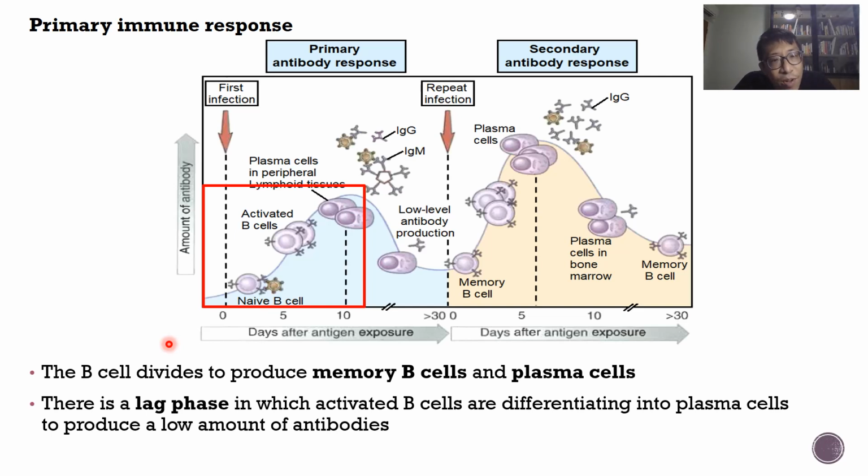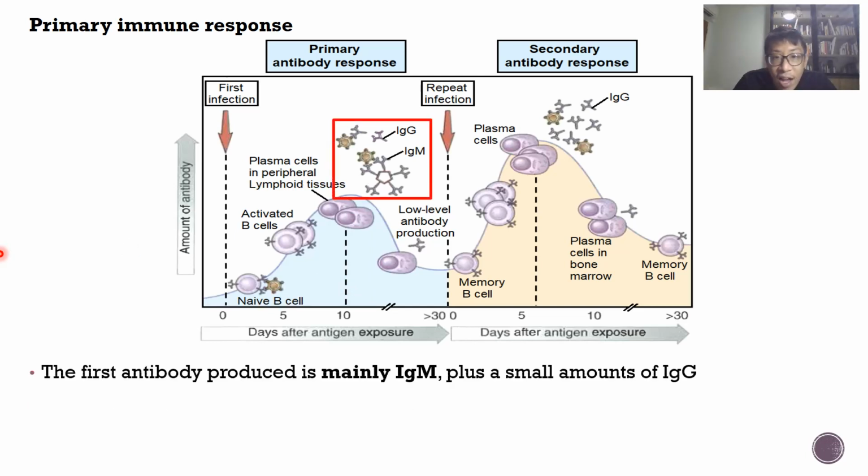Okay, so that is why for the primary immune response, antibodies are only produced in this graph about 10 days later in this graph. Normally it will take a few days for the antibodies to be produced. The antibodies produced in the beginning would be mostly IgM, until class switching has occurred. So in the beginning, the primary immune response would mostly be IgM.